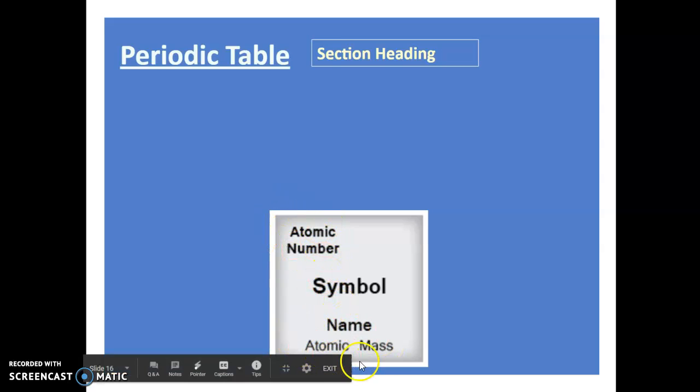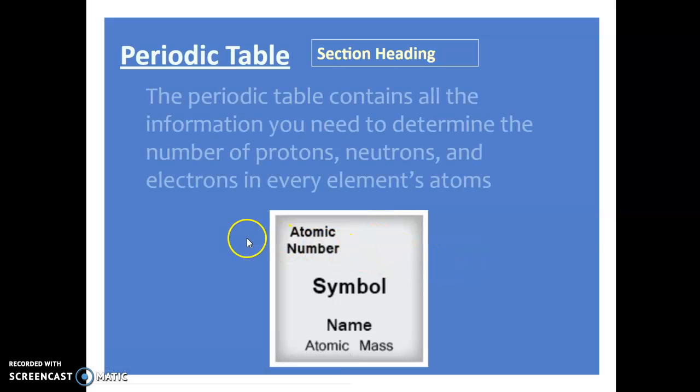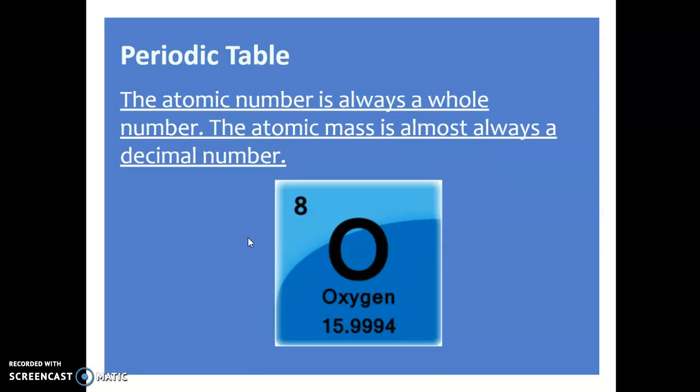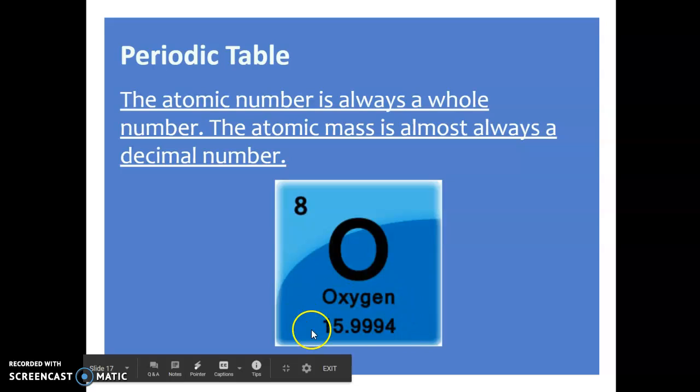This is your protons plus your neutrons. This is also your number of electrons. If you need to write all that down, you can write on this in your notes. The atomic number is always a whole number. This number at the top is always a whole number. This number can be a whole number sometimes.